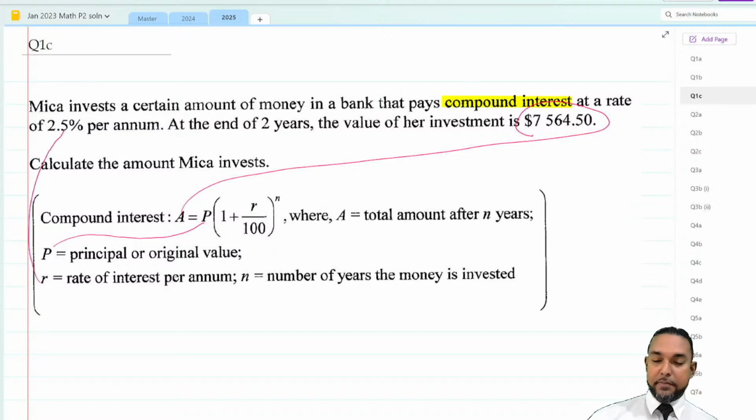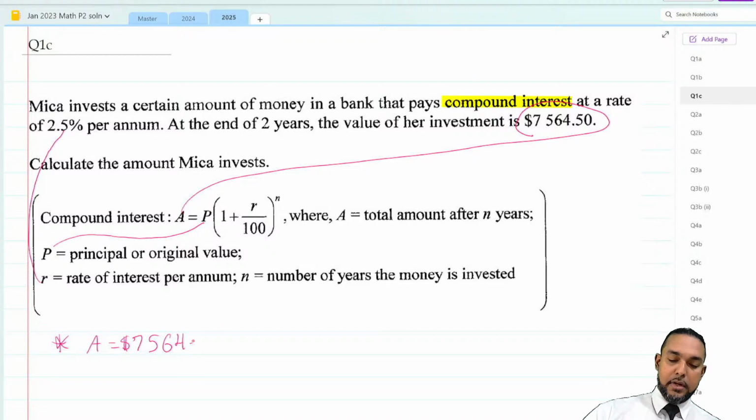R is 2.5, right? So let's just make a note. The amount at end is 7,564 and 50 cents. The rate is 2.5%. And at the end of 2 years, so N is equal to 2 years. And they want to find for P. They want to solve for P.